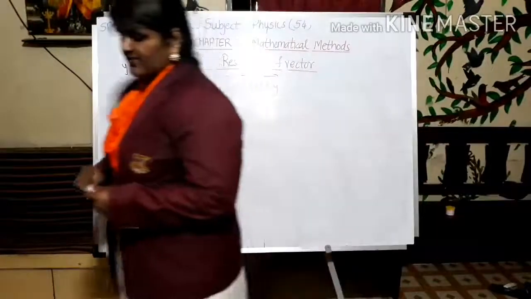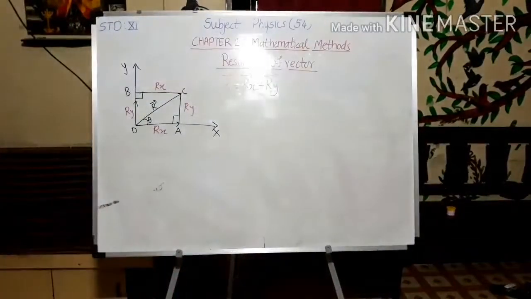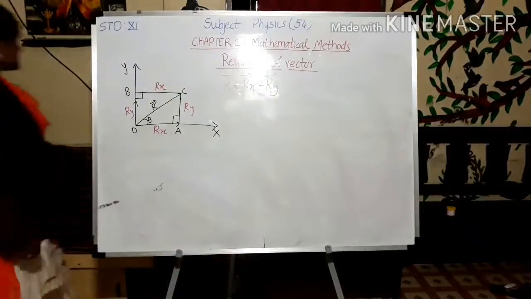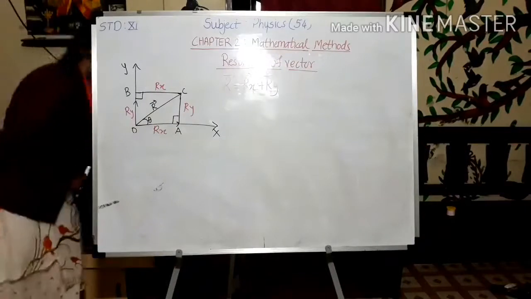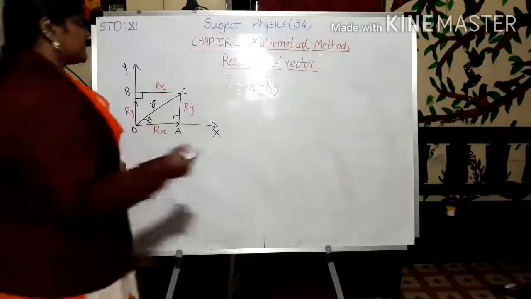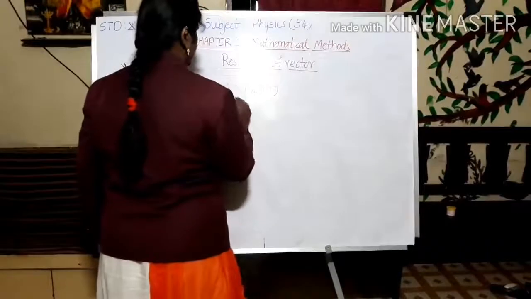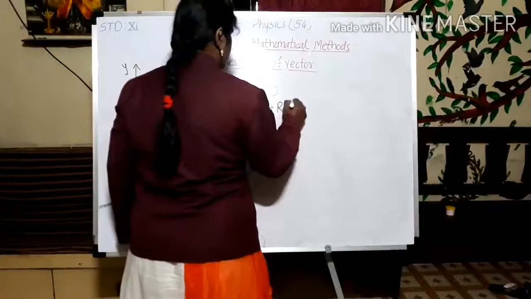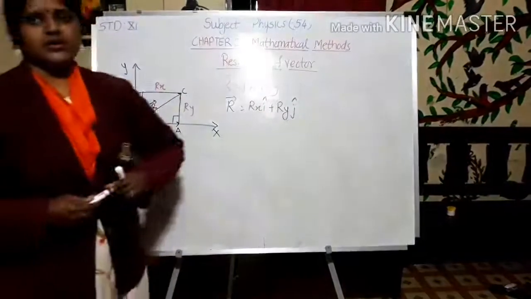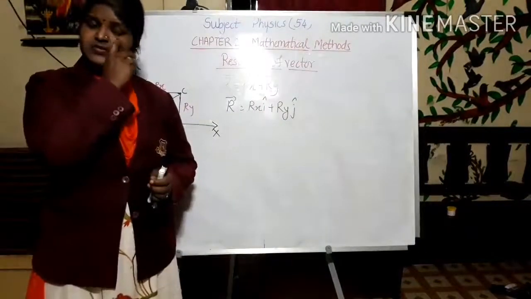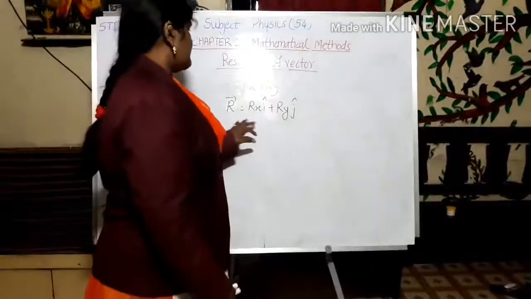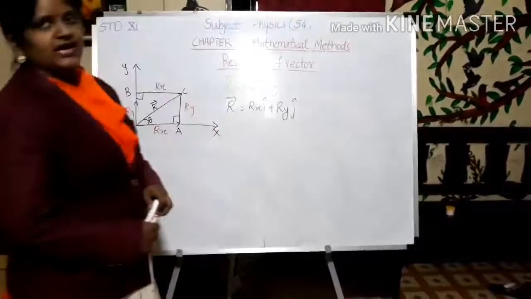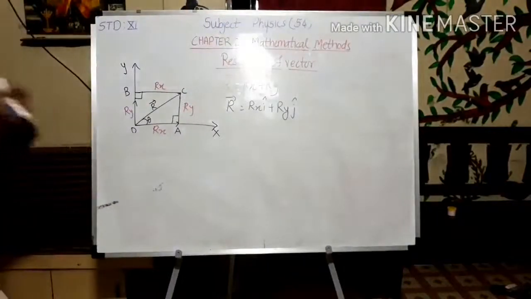Now what next can we do? R can also be written as Rx i cap plus Ry j cap, where i and j are the unit vectors, as we discussed. So R bar is nothing but Rx i cap plus Ry j cap. Please have a look at the diagram as well as the equations once.